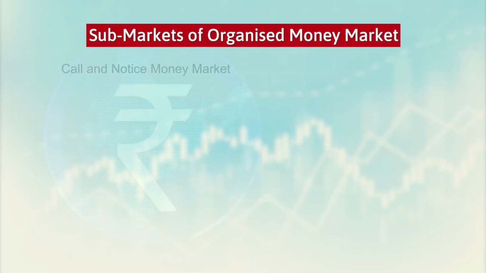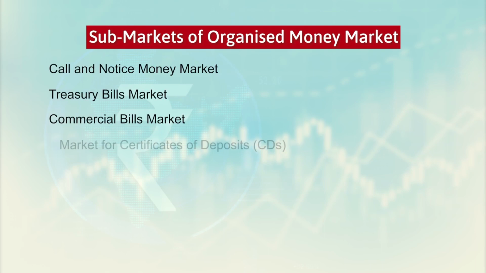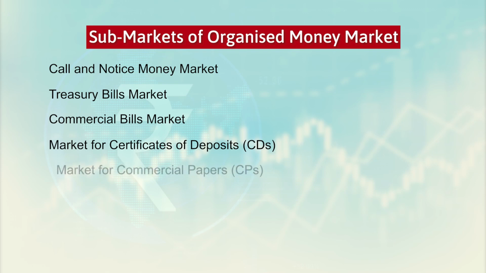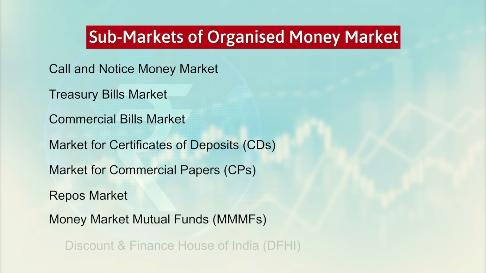We now come to the sub-markets of the organized money market. Now, the organized money market can be classified into various sub-markets. They are the call and notice money market, the treasury bill market, the commercial bill market, the market for certificate of deposits, the market for commercial papers, the repo market, the money market mutual funds, and the Discount and Finance House of India.